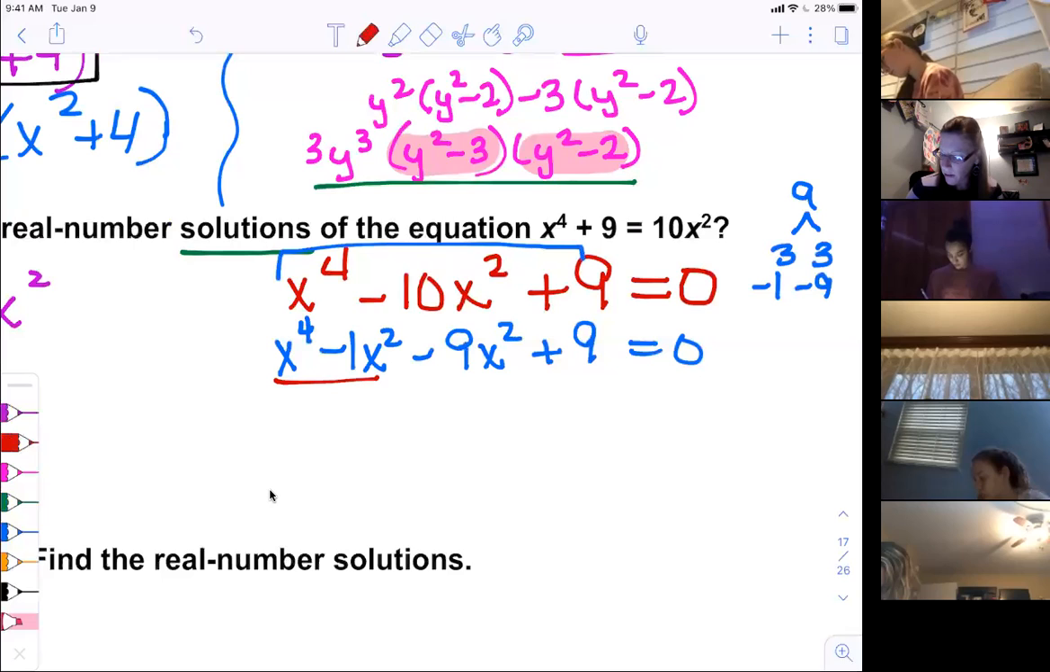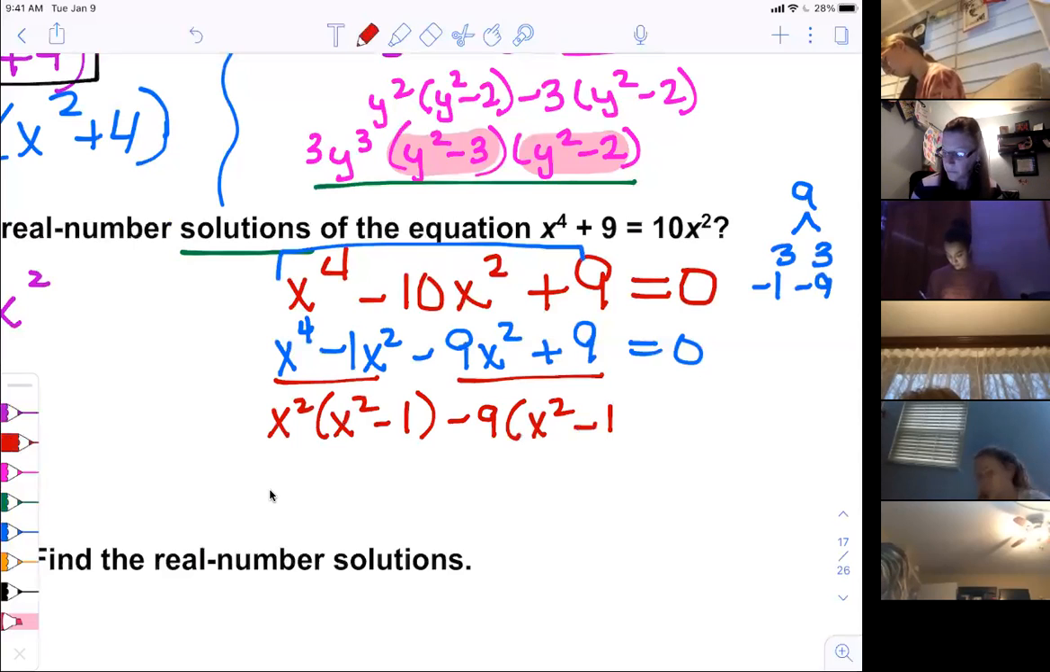Group the pair together in front. Taking out an x squared still leaves us with an x squared and a minus 1. The second pair, taking out a negative 9, leaves us with an x squared and a minus 1.